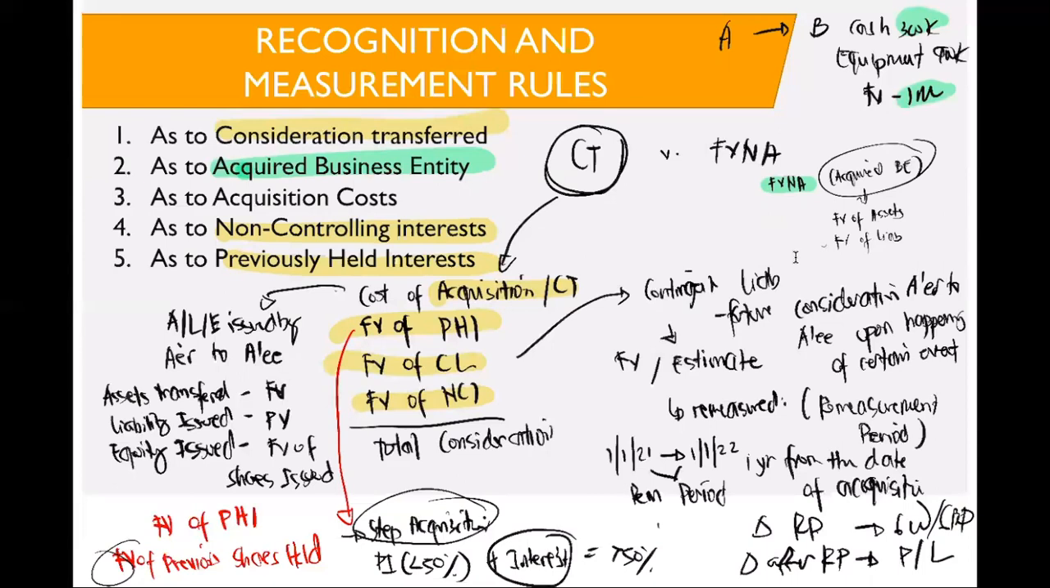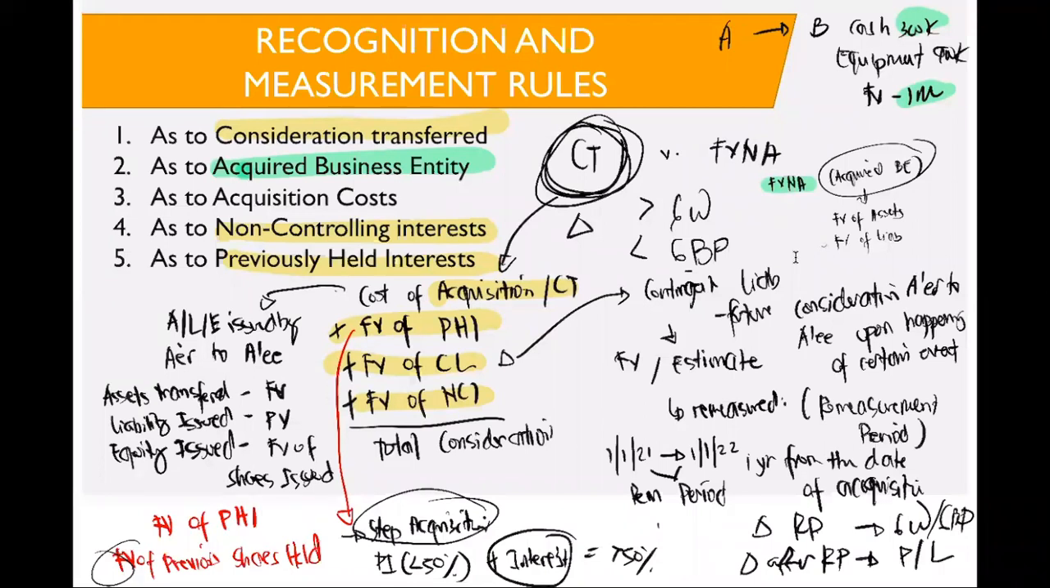Sir, why does it affect my goodwill or gain on bargain purchase? It affects your goodwill or gain on bargain purchase because again, your fair value of contingent consideration is used to compute for your total consideration transferred. And your total consideration transferred, if compared to your FVNA, will give you your goodwill or gain on bargain purchase. So if there is a change on your contingent consideration, there will also be a change on your total consideration transferred. Then, the change on your total consideration transferred will affect your goodwill or gain on bargain purchase.